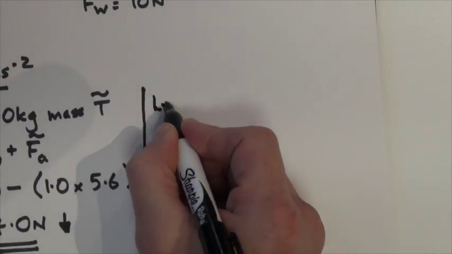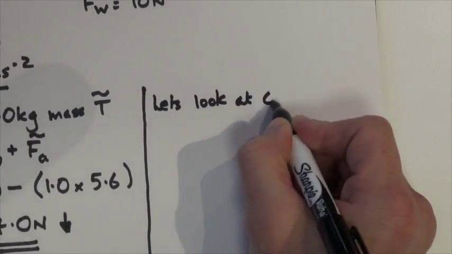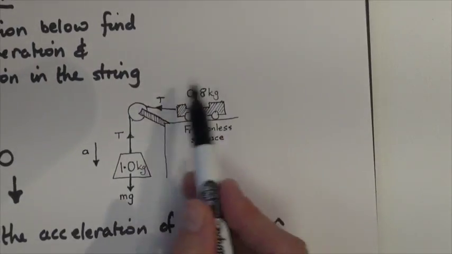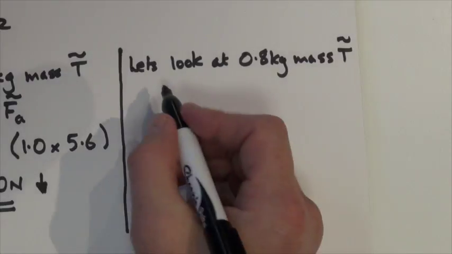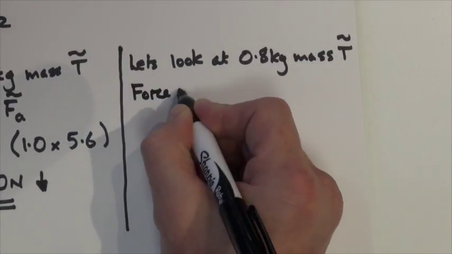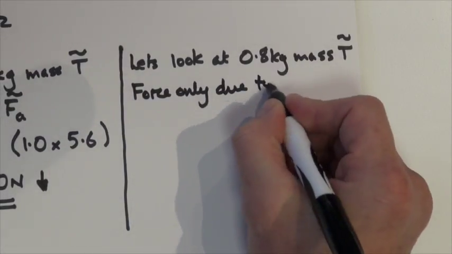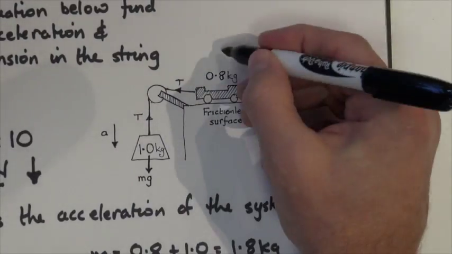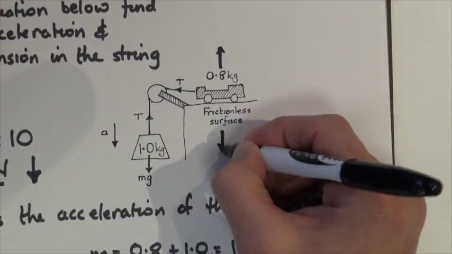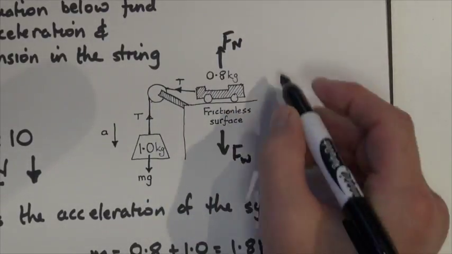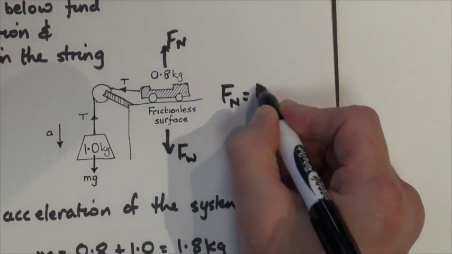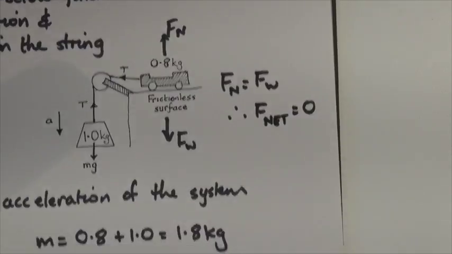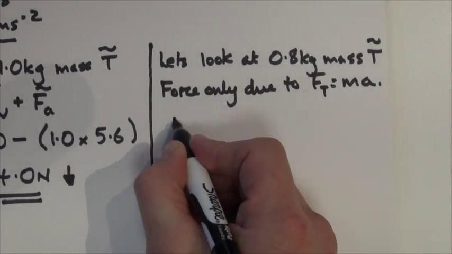Now let's have a look at what happens at the 0.8 kilogram mass. This is going to be under the same acceleration, but it's only going to be the force of acceleration which is pulling it across. Now this should actually be exactly the same, but just acting in a different direction. If we look at the 0.8, we've got a support force acting upwards, Fn, and we've got a weight force acting down, but we know that the support force equals the weight force. So the only force which is generated is that by the acceleration.